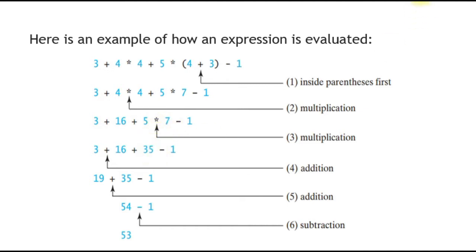Step 4 tayo. So, kung wala na pong multiplication, division, and modulo na nakikita, that's the time na mag-proceed tayo sa addition and subtraction. So, dito sa ating expression, step 4, nauna si addition. So, siya yung unahin nating i-evaluate. So, 3 plus 16 is 19. So, fifth step tayo. Then, another addition, 19 plus 35, 54. The answer is 54. So, nasa 6th step na po tayo. Then, 54 minus 1 is equal to 53. So, the answer sa expression natin is 53.